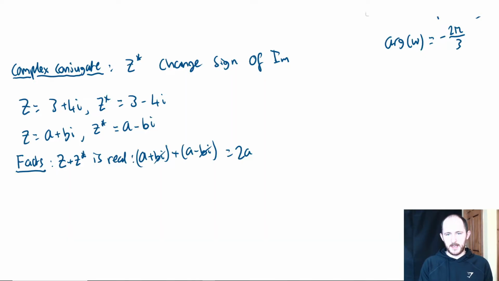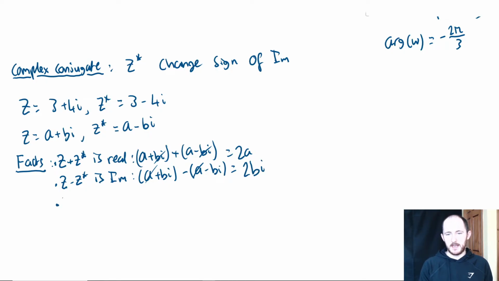The next thing is, and I'm actually going to put bullet points for these, z minus z star is imaginary. I'm just going to shorthand write that as Im. So again, let's look at that. a plus bi, minus a minus bi. It's not exactly a complicated proof, but the a's cancel out in this case, and we have b minus minus b, which gives me 2bi.